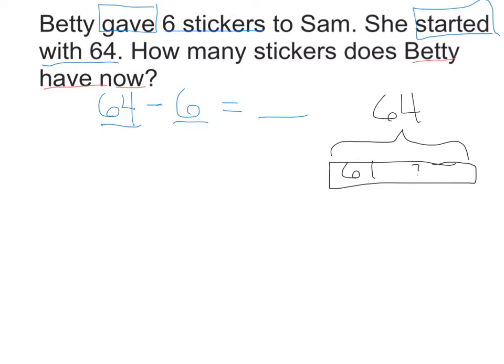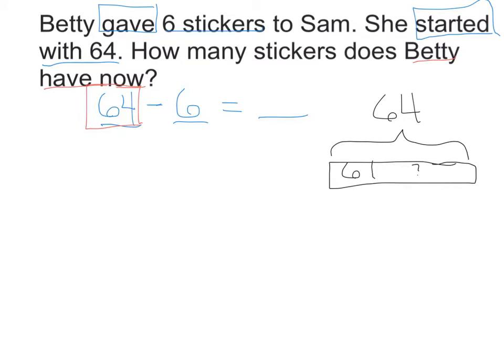Once again, I know these big numbers are made up of 10s and 1s, and 6 is a 1. But I can't take 6 1s away from 4 1s. There's just not enough. See, if I have 1, 2, 3, 4 1s, there are 2 more that I can't take away because 6 is too big. So, erase that. So instead, I want to make this problem easier to solve.